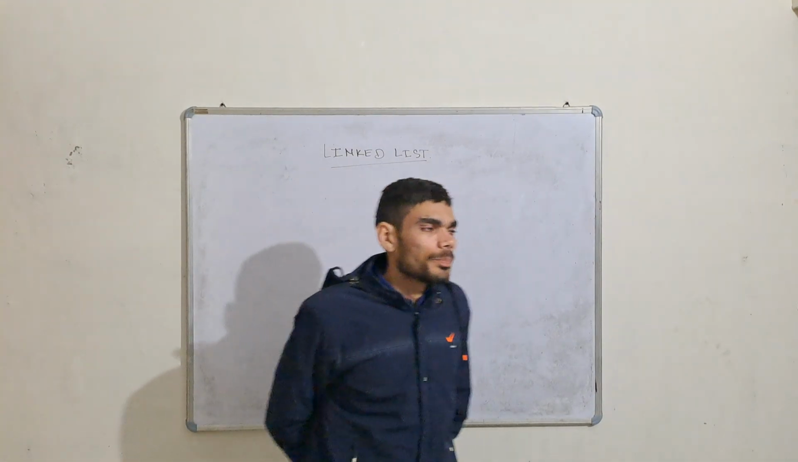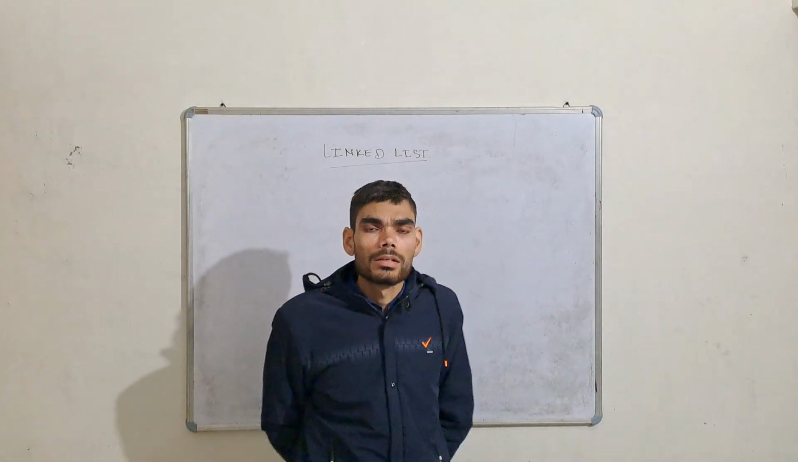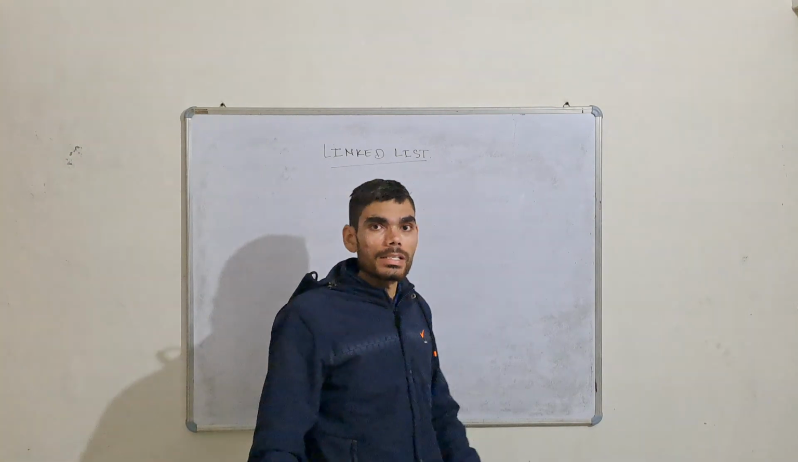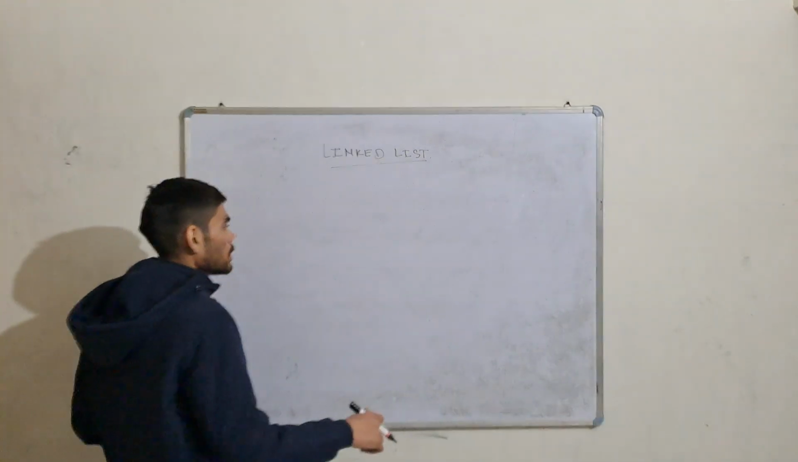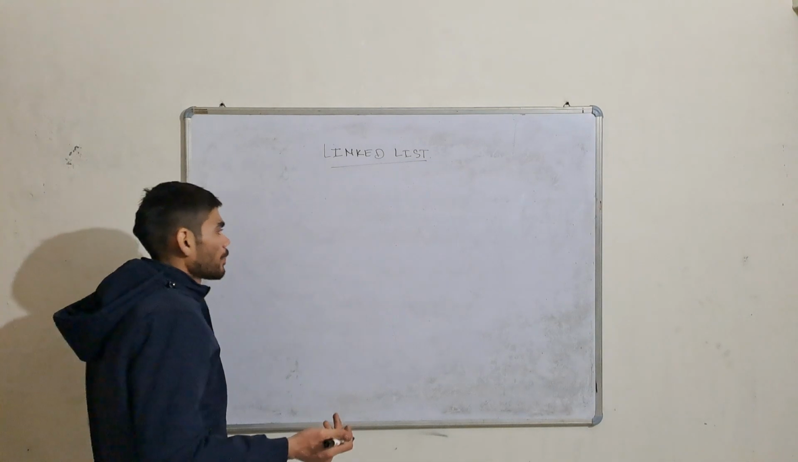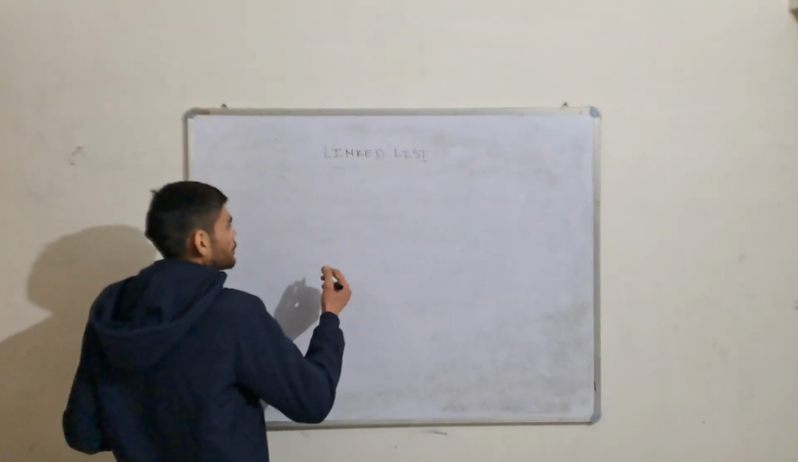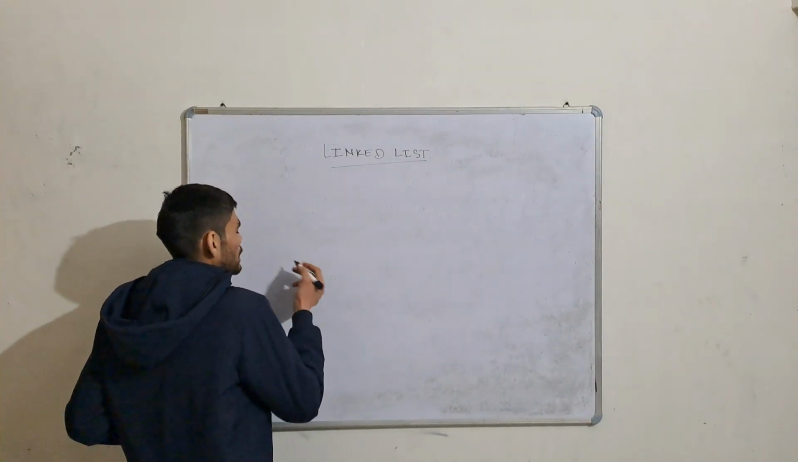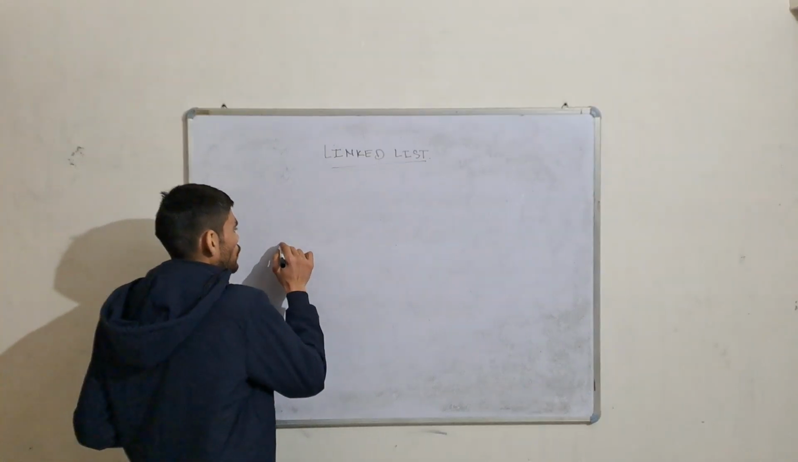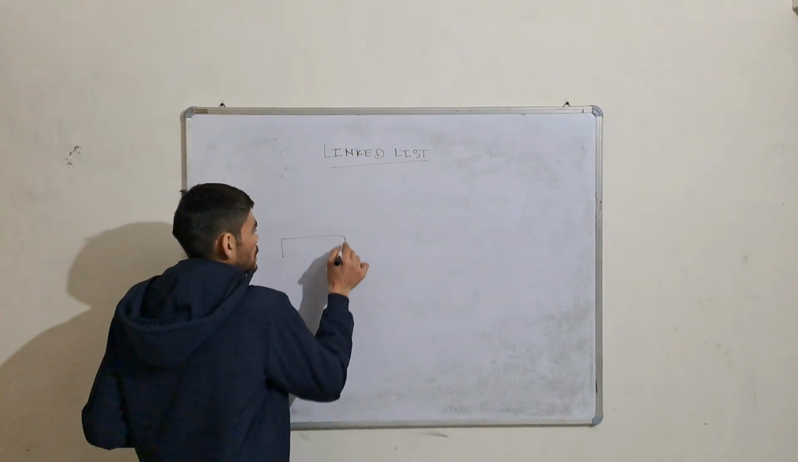Now we have already discussed the structure of the linked list, then let's discuss it once again. A linked list, as we discussed, is a collection of nodes. Then it is the node.